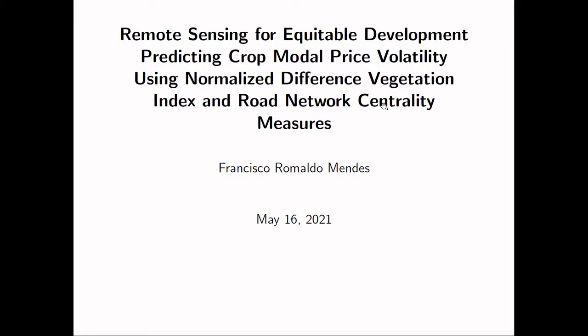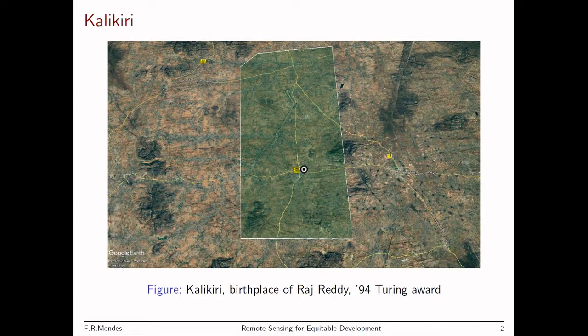Hi, and welcome to my presentation on remote sensing for equitable development, predicting crop modal price volatility using normalized difference vegetation index and road network centrality measures. Now, that's a lot to unpack, and we'll be unpacking most of those terms as the presentation goes on.